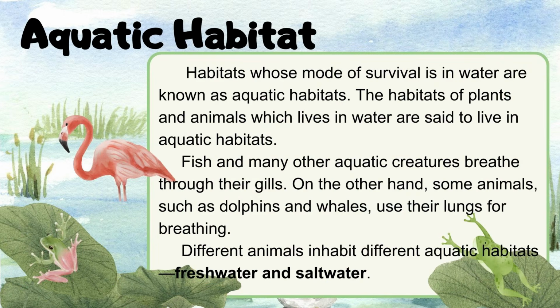The third type of animal habitat is the aquatic habitat. Habitats whose mode of survival is in water are known as aquatic habitats. The habitats of plants and animals which live in water are said to live in aquatic habitats. Fish and many other aquatic creatures breathe through their gills. On the other hand, some animals, such as dolphins and whales, use their lungs for breathing. Different animals inhabit different aquatic habitats, freshwater and saltwater.